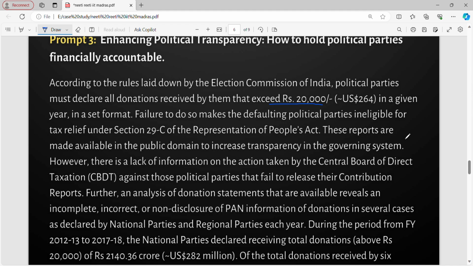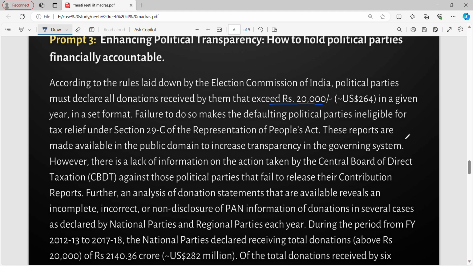However, there is a lack of information on the action taken by the Central Board of Direct Taxes against those political parties that fail to release their contribution reports. Further, an analysis of donation statements that are available reveals an incomplete, incorrect, or non-disclosure of PAN information of donors in several cases as declared by national parties and regional parties each year.